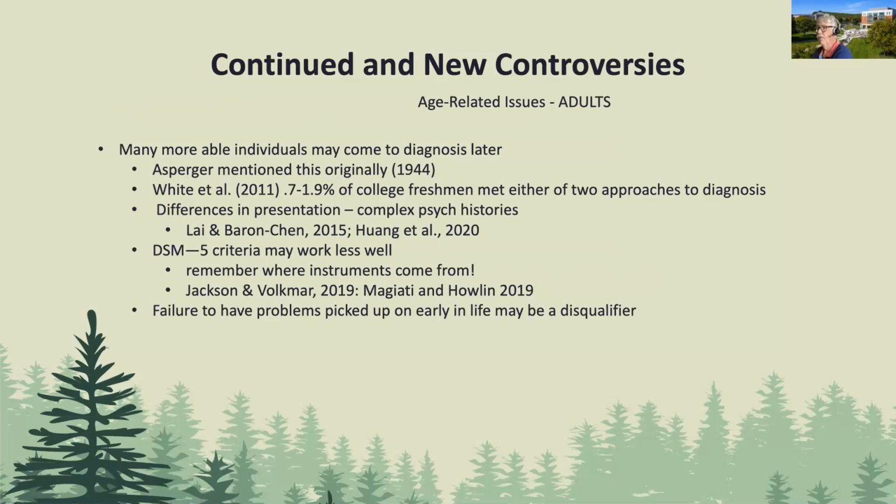You have to remember for DSM-5 where these instruments come from, the work on school-aged children, mild to moderate, sort of borderline intellectual disability. So reviews by Jackson, as well as with Majdi and Helen, talk about some of the problems with applying the DSM-5 in older individuals, and failing to pick up a case early in life may now become a disqualifier for a label and thus for services and insurance coverage.